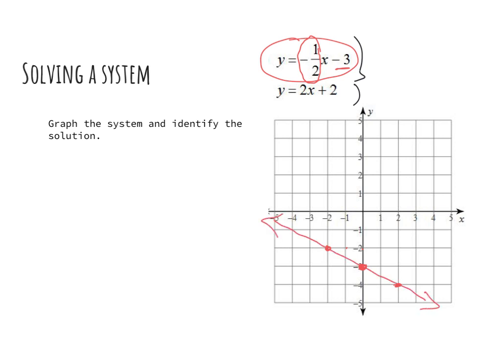Then I am going to graph my second equation. I'm going to identify the y-intercept, which is 2. So I plot a point at the y-axis at 2. And then I'm going to identify my slope, which would be 2, or 2/1. So I would go up 2 and to the right 1, or down 2 and to the left 1. And then I would graph my line.